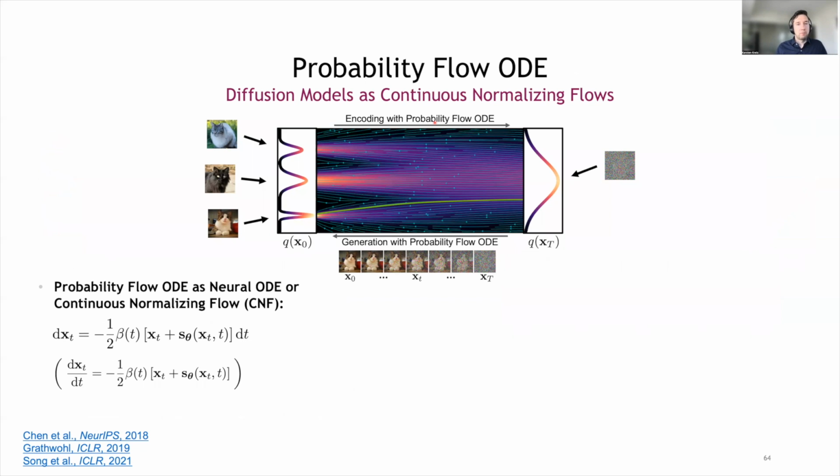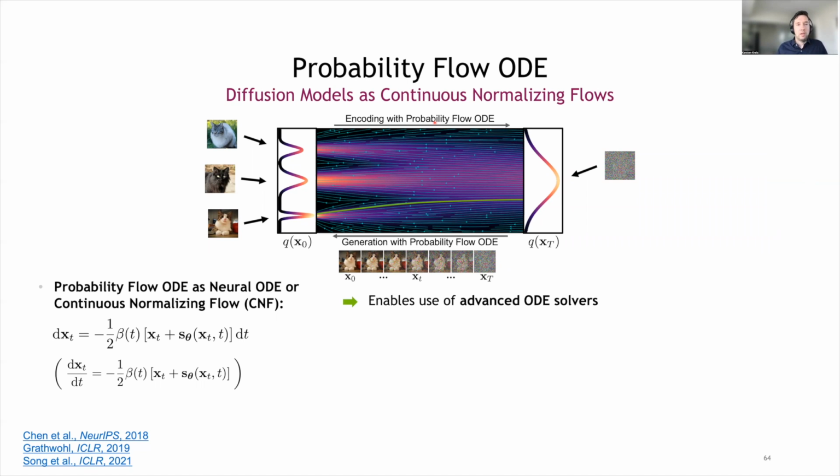So this probability flow ordinary differential equation is actually an instance of a neural ordinary differential equation, which a while ago generated a lot of attention in the literature. More specifically, we can even see this as a continuous normalizing flow.